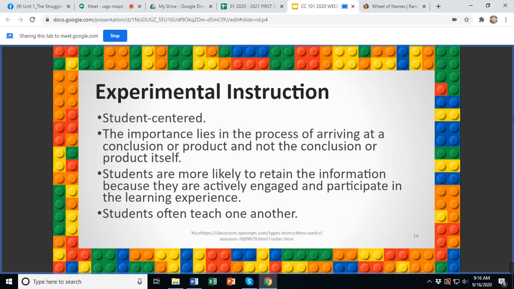So, in other words, instructions are everywhere. All you have to do is to understand the instruction and then follow it.